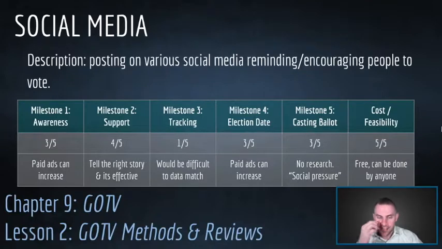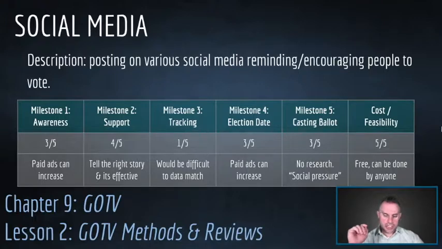Milestone 3, tracking. I give it a 1 out of 5 because it's difficult to identify supporters on social that have seen social media posts and be able to relay that back to your own voter database. It's easy to get your list of voters and be able to target them with ads on social media, in particular Facebook, but it's hard for that to go back, to reverse it back the other way. If you did, it would take a ton of volunteers to go through it, and so it's a 1 out of 5 there for tracking.